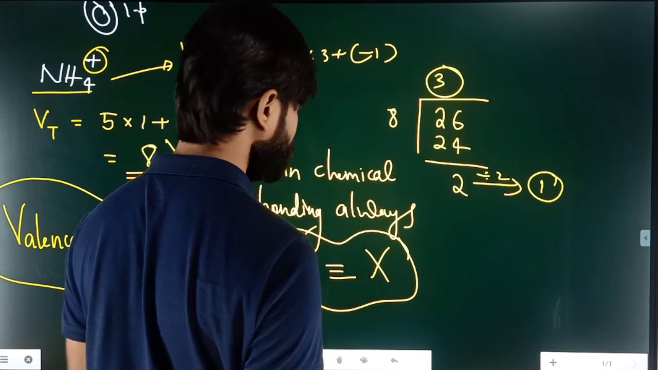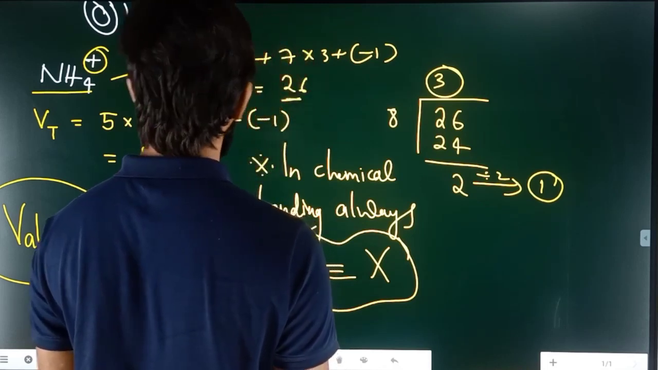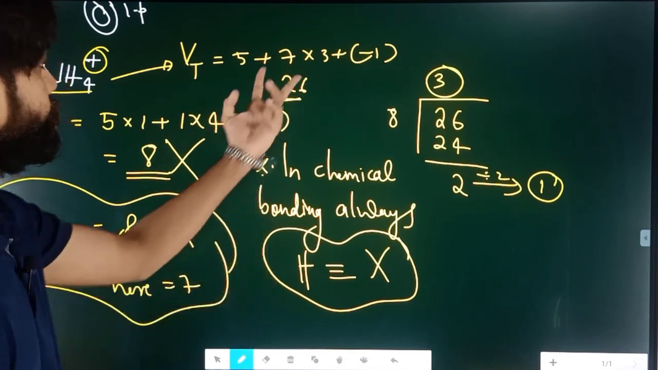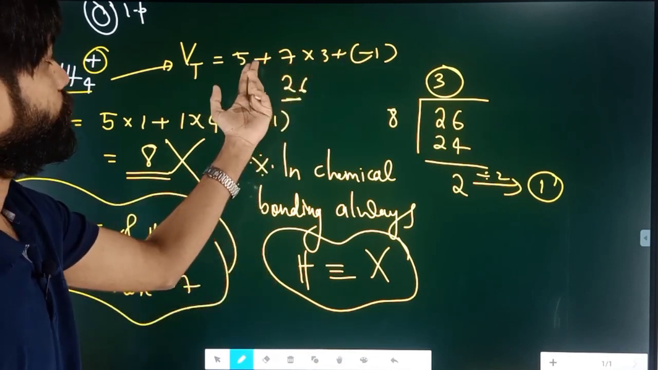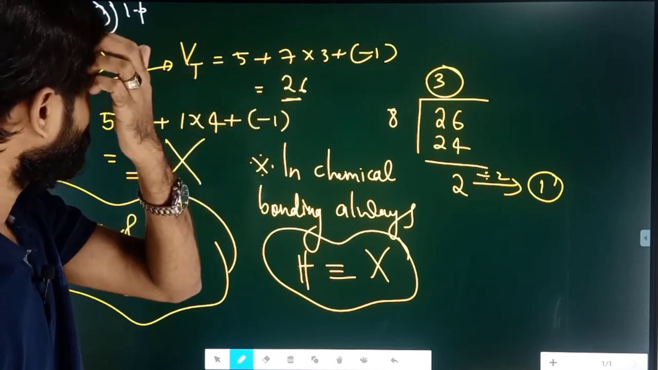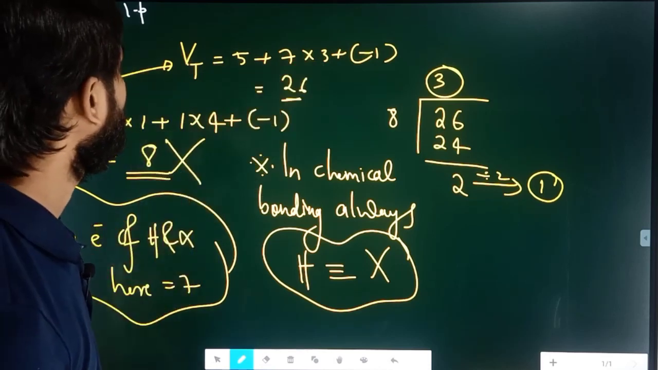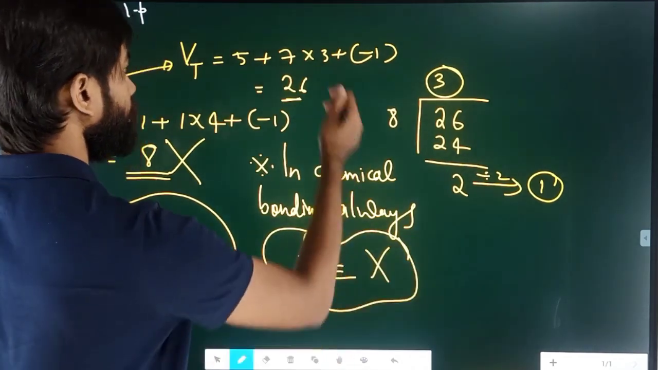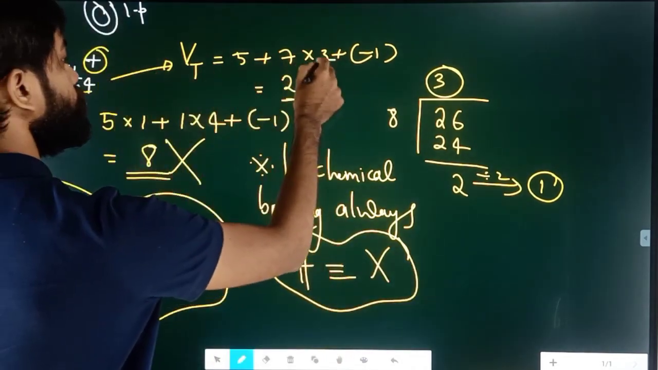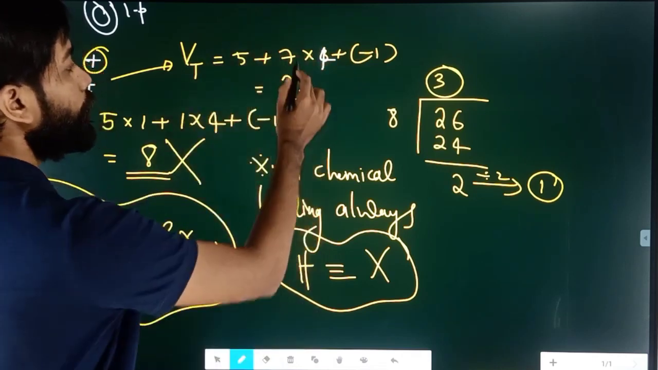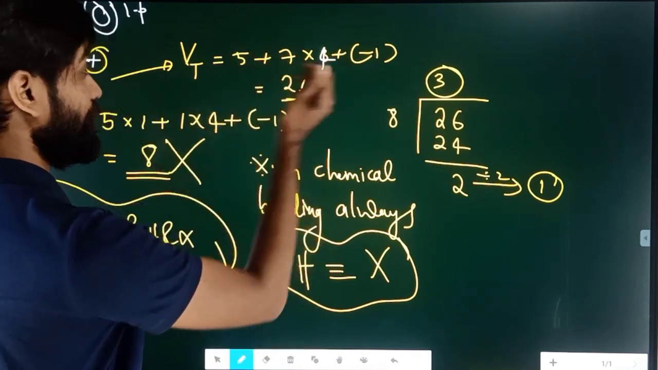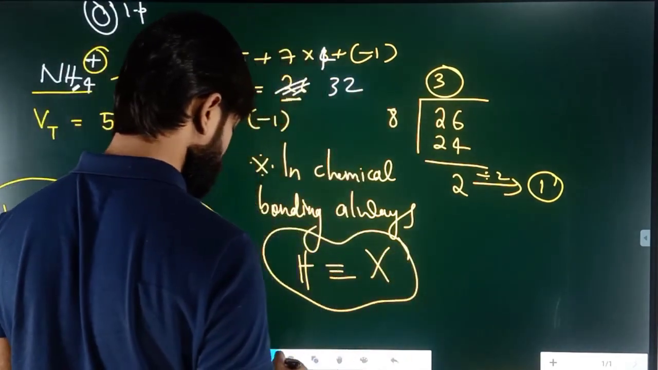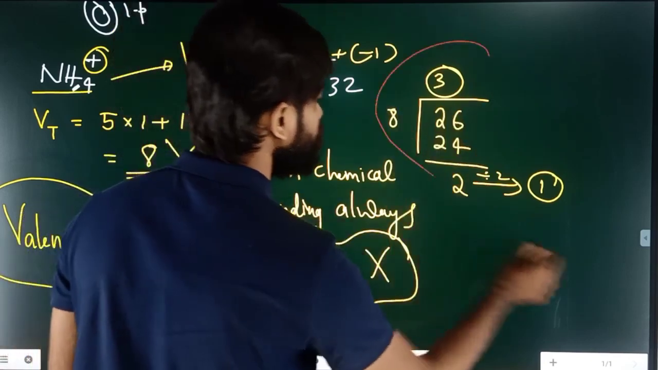I think this is not actually 26, right? 5 minus 1, 4. 4 plus 21. Oh, there is a mistake. Here actually 4 hydrogens are there. So like this, 28 plus 5, 33 minus 1. Oh, this is actually 32. Okay. If this is 32, if this is 30, this is completely wrong.